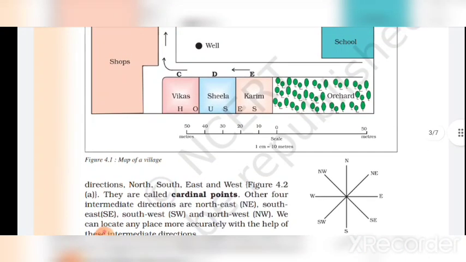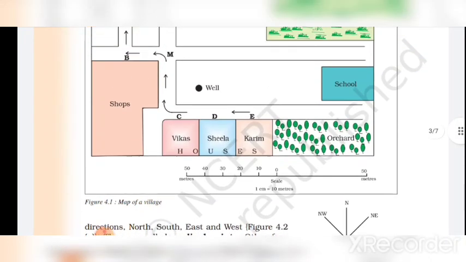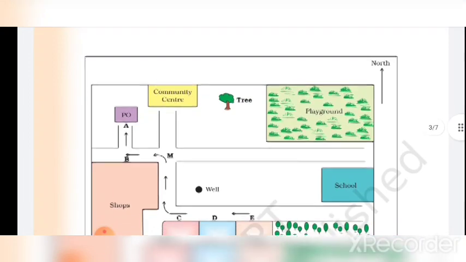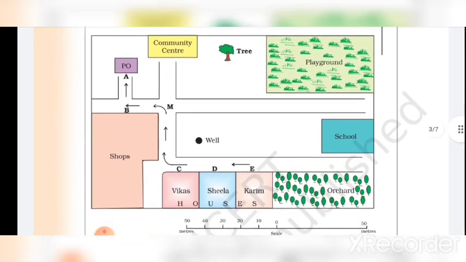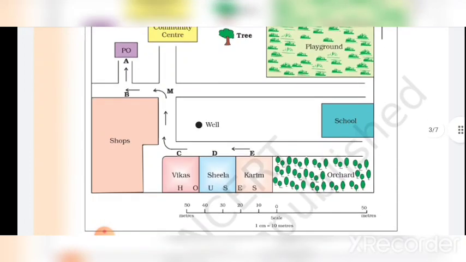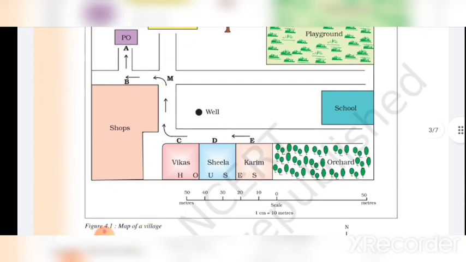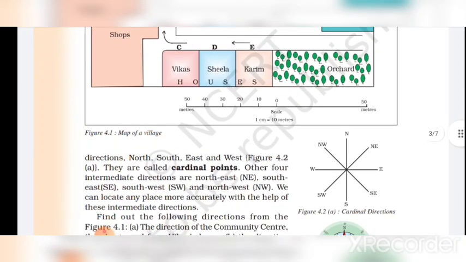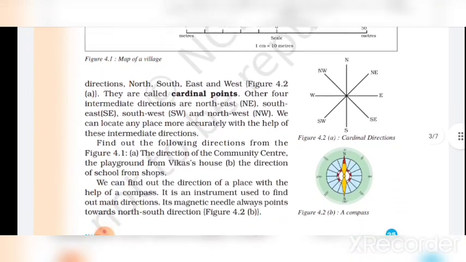You can see the figure 4.2. Map of a village. Shop, community center, tree, playground, school, well, Vikas, Sheila, Kareem. Scale: 50 meters, 40, 30, 20, 10, 0. 1 cm is equal to 10 meters.